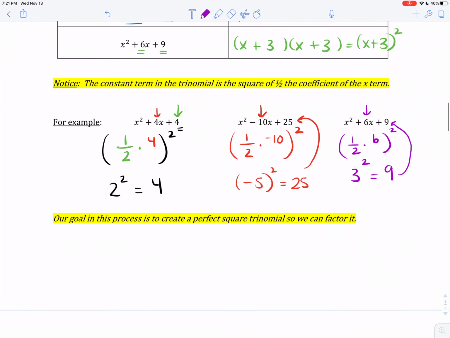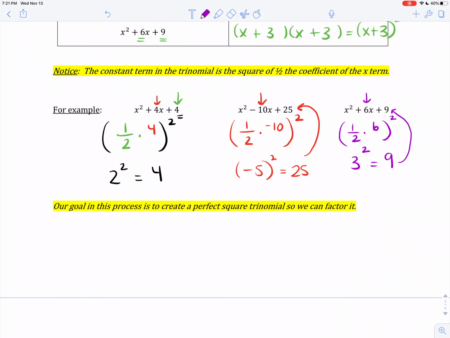So what you want to notice here is that the last term, the constant term in any perfect square trinomial, is always going to be 1/2 of what we call the b term, that's the middle term, the coefficient of x, squared. And if we add that to something that is not a perfect square trinomial, then we'll create one so that when we factor, we can use the square root property. And that's our goal here.